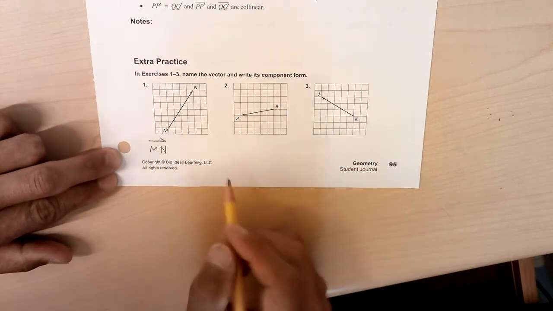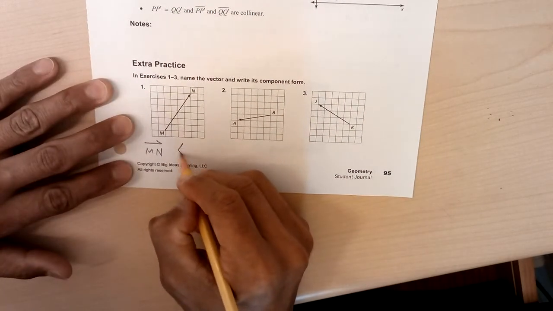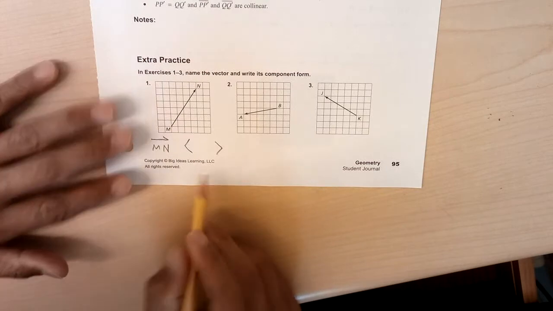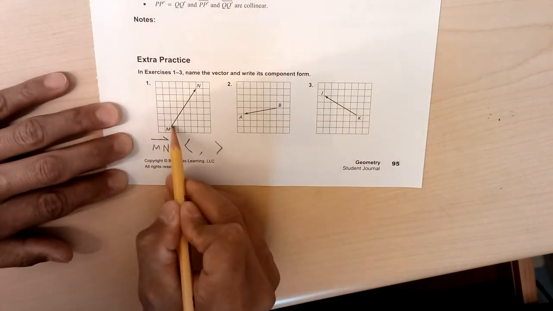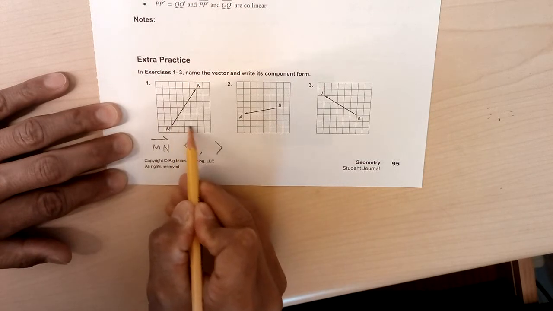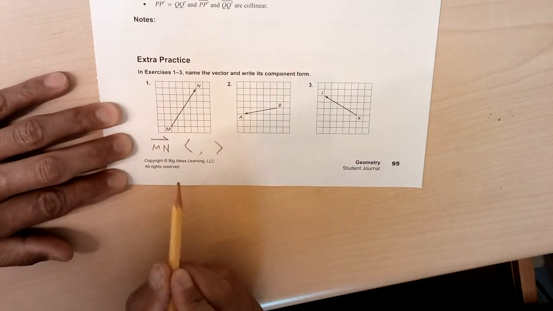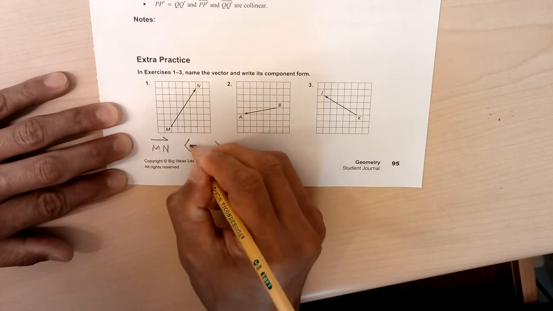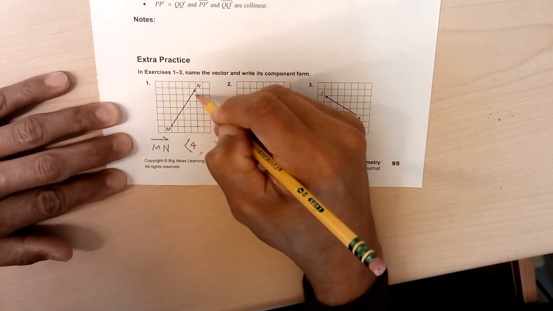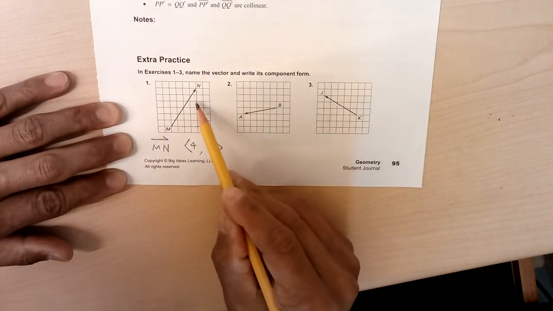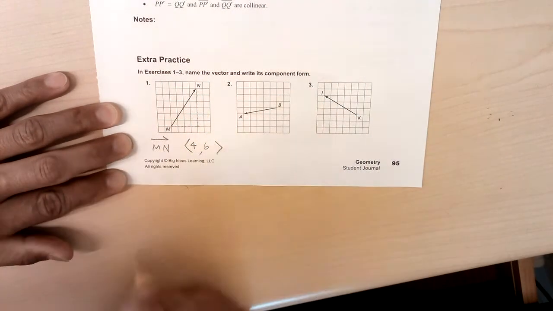And then to figure out the component form, again, component form looks like this. I'm already planning ahead, even though I didn't put anything in yet, but it's your brackets. So the horizontal component is written first. That's right here, and it's 4 units to the right. So the horizontal component is 4, and then the vertical component, if you're counting along with me, 1, 2, 3, 4, 5, 6, is 6.